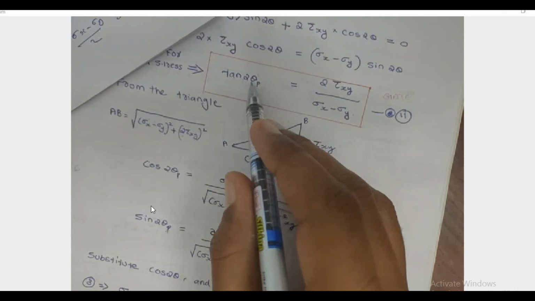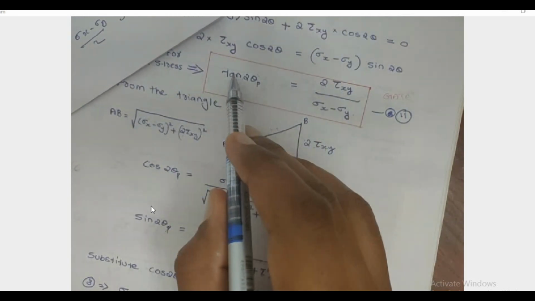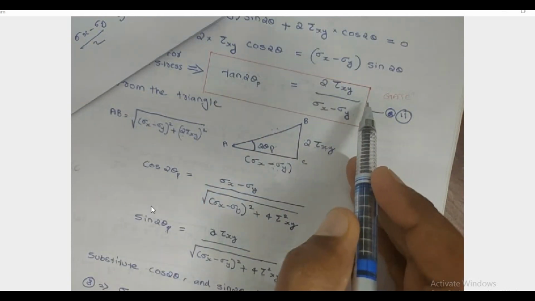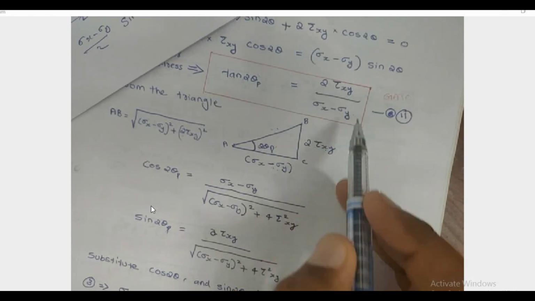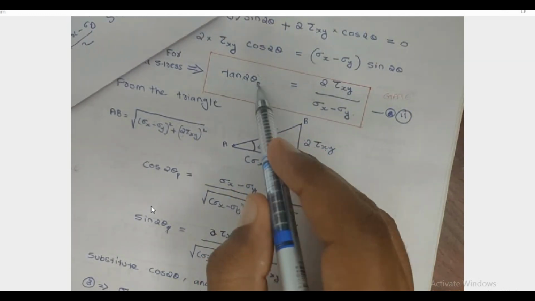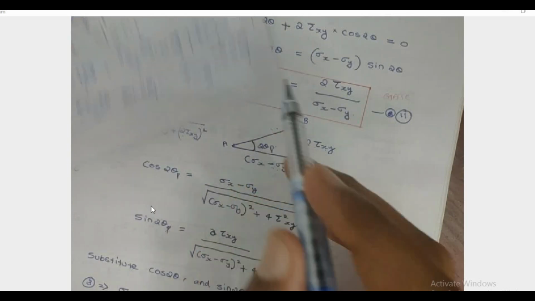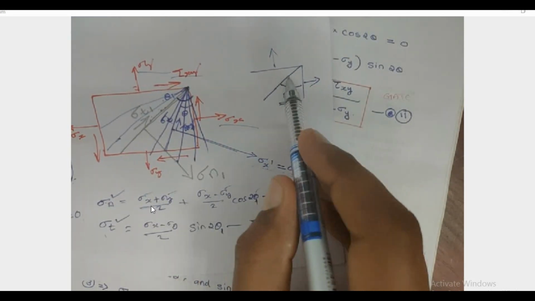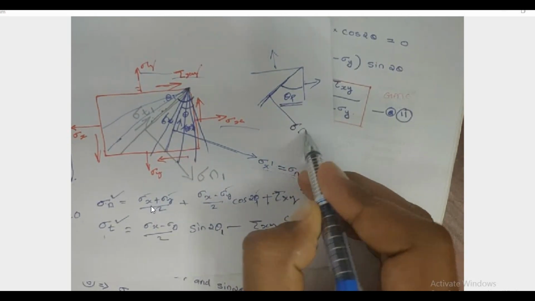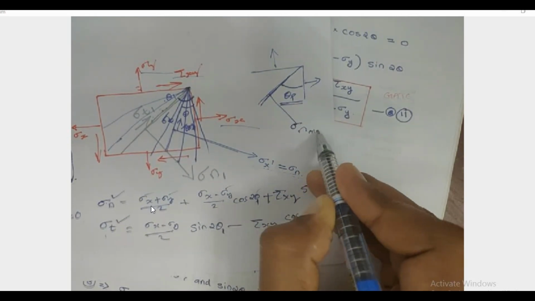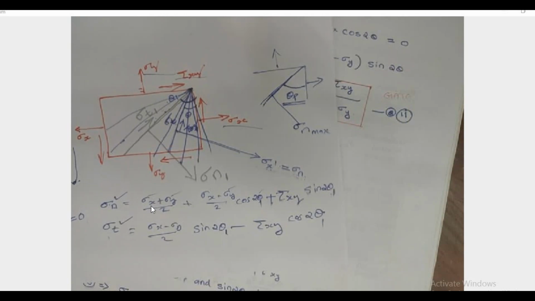2 theta p will be equal to tan inverse of 2 tau xy by sigma x minus sigma y. That is 2 theta p. Again divide by half, we get theta p. That is the angle between this vertical and this principal plane, where sigma n is maximum. Sigma n is maximum.